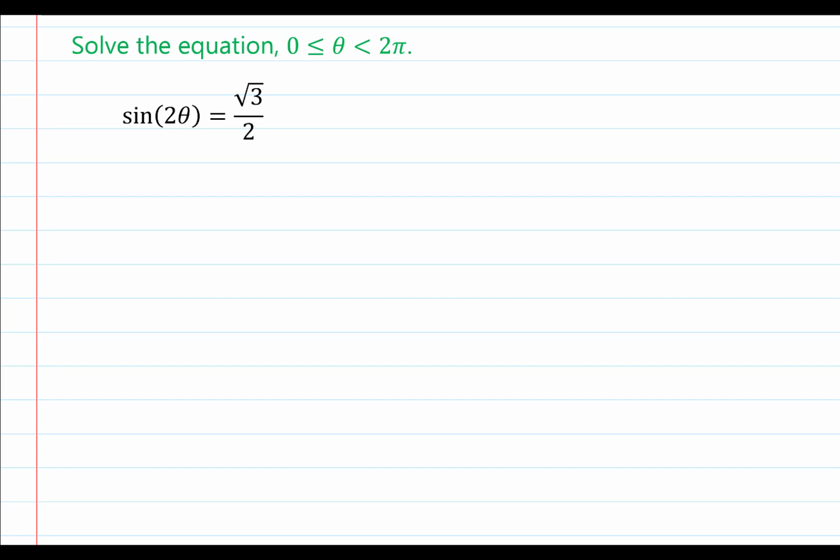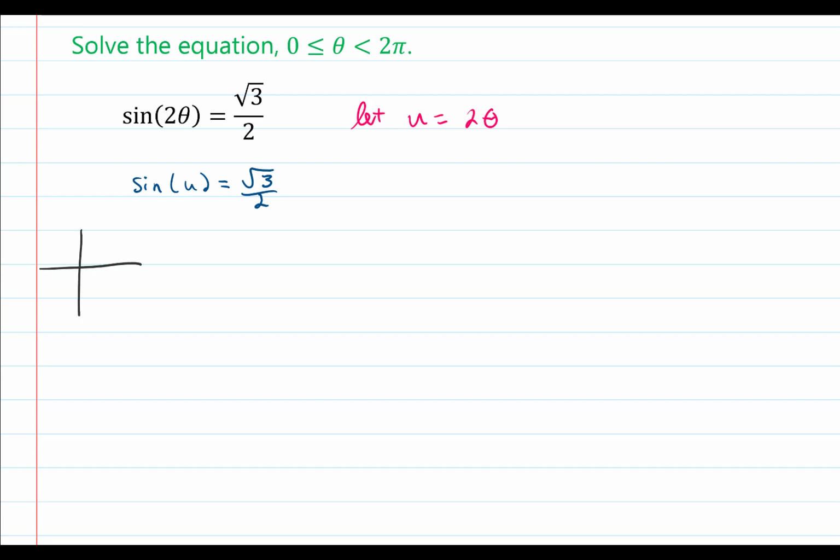So what we're going to do, similar to the last problem, is let u equal 2 theta. We're going to convert this to a simpler problem for us to solve. So it's going to be sine of angle u is equal to square root of 3 over 2. Now we solve this using our pictures or our unit circle. If you're using your unit circle, you're going to find angles that have a y-coordinate on the unit circle of square root of 3 over 2. Or you can draw yourself two quick pictures.